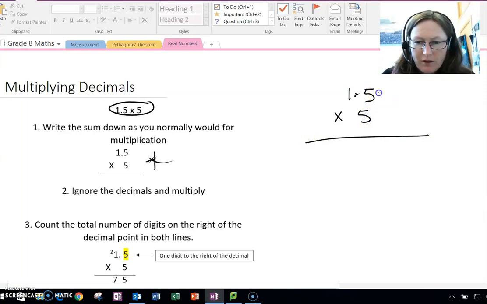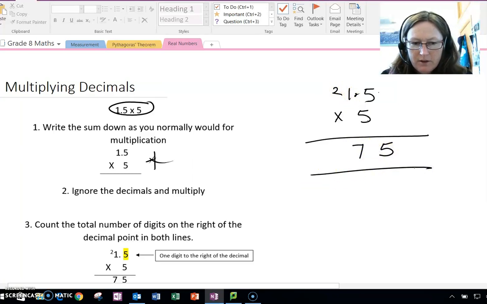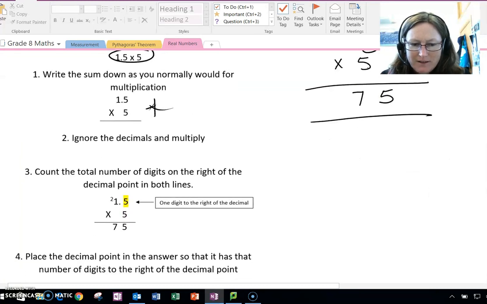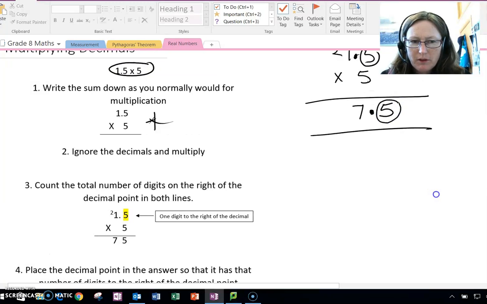So 5 5s are 25, so I put down the 5 and carry the 2. 5 times 1 is 5 plus 2 is 7. So that's normal multiplication. I count the number of digits on the right of the decimal point in both lines. So there's 1 here on the right of the decimal point, and there's none there. So I have 1 digit to the right of the decimal point. So in my answer, I need to have 1 digit to the right of the decimal point. So I put the decimal point there because that leaves me 1 digit to the right of the decimal point.